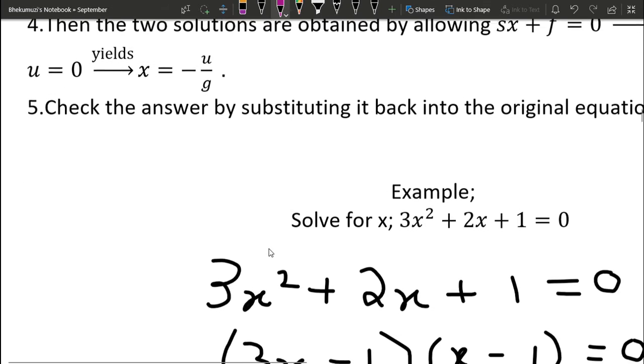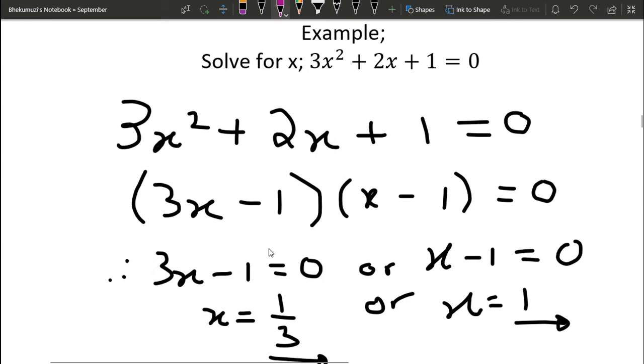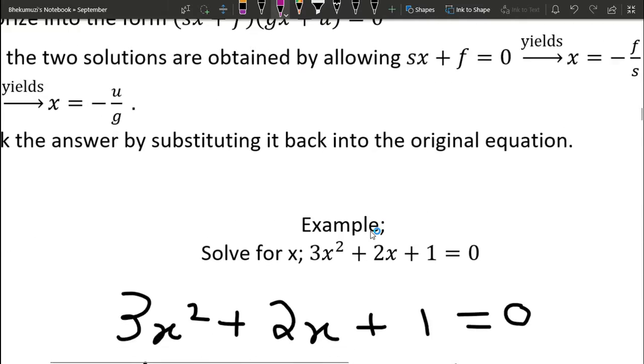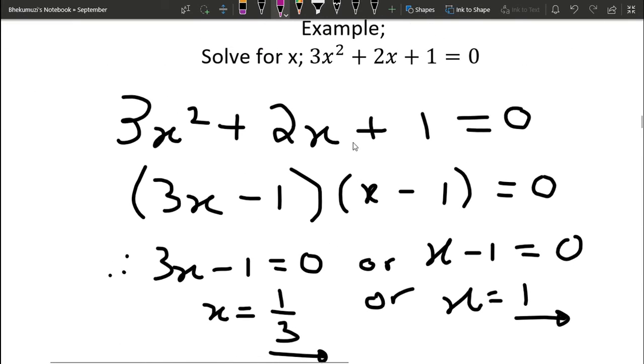Okay, so let's just do an example. Here's the first example: 3x squared plus 2x plus 1 is equal to 0. We already have it in its simplest form, in its general form, which is ax squared plus bx plus c. But the problem here is that we cannot actually divide through, because then we'll be working with fractions. And you know how difficult it is to work with fractions, especially when you have to figure out the factors of that fraction.